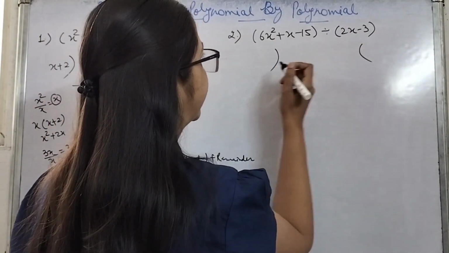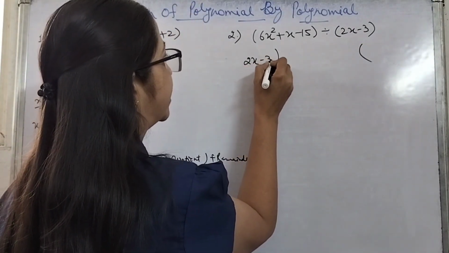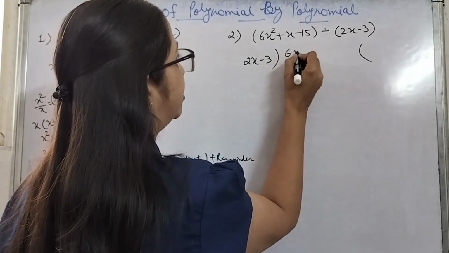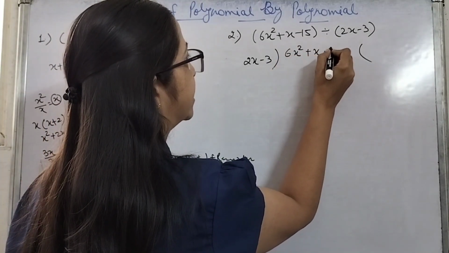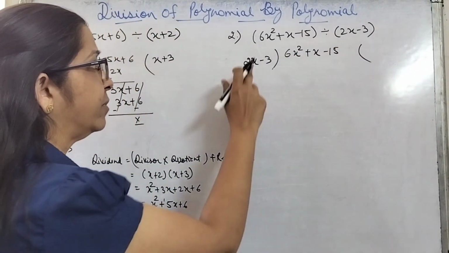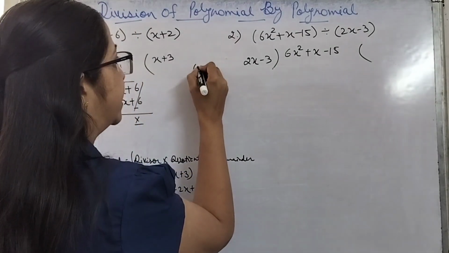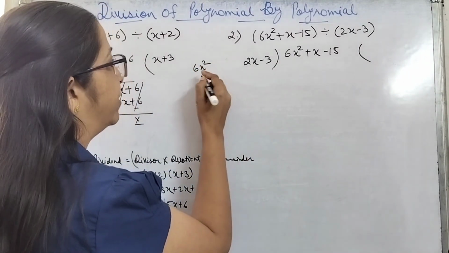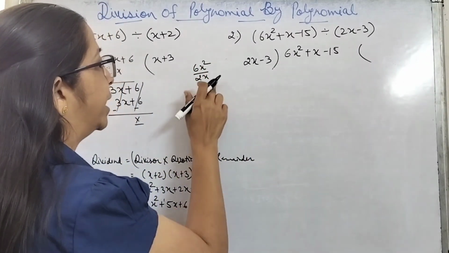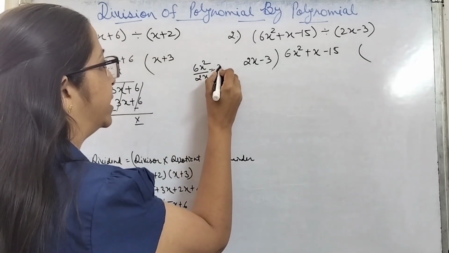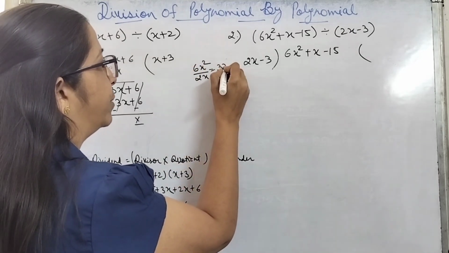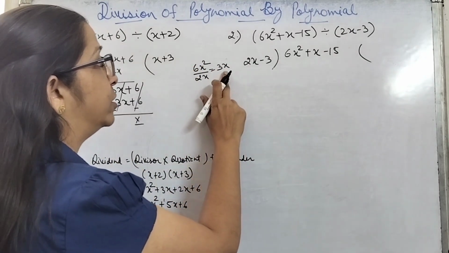First of all we will write it like this. Here your divisor is 2x minus 3. Here the dividend is 6x square plus x minus 15. The first term of the dividend is 6x square. The first term of the divisor is 2x. If we divide it, 2 3s are 6 and x square divided by x will be x. So it will be 3x.